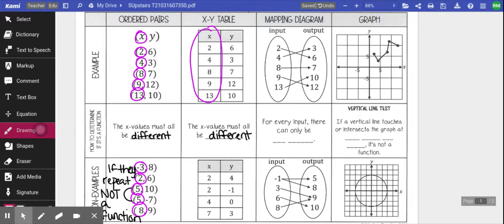Let's look at the one that's not a function. Is there any that repeat? The 2's are repeating. Exactly. So it's not a function. Questions about this so far?